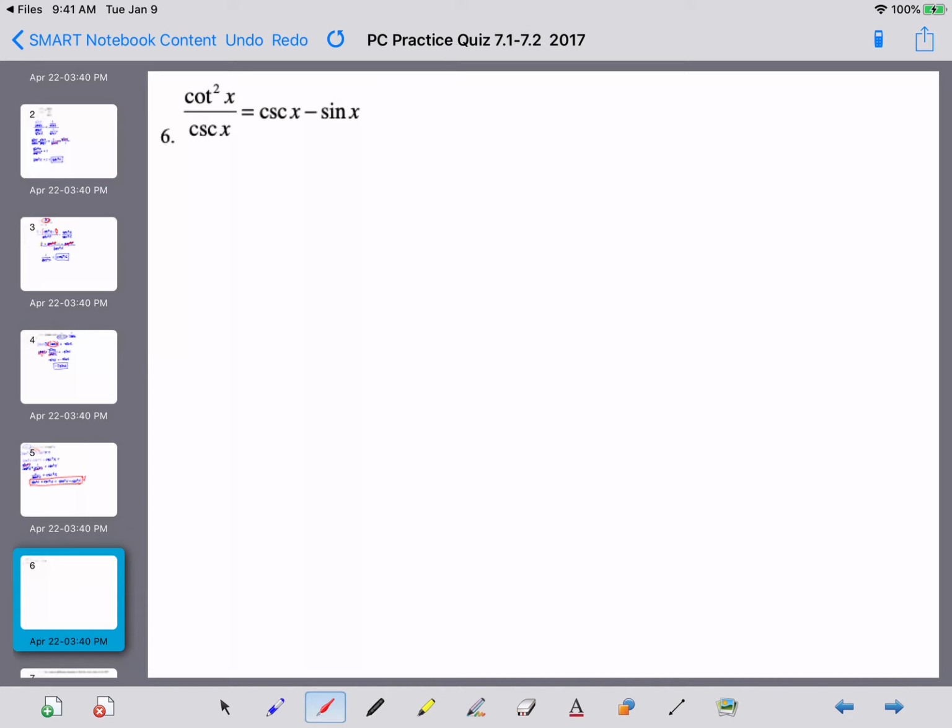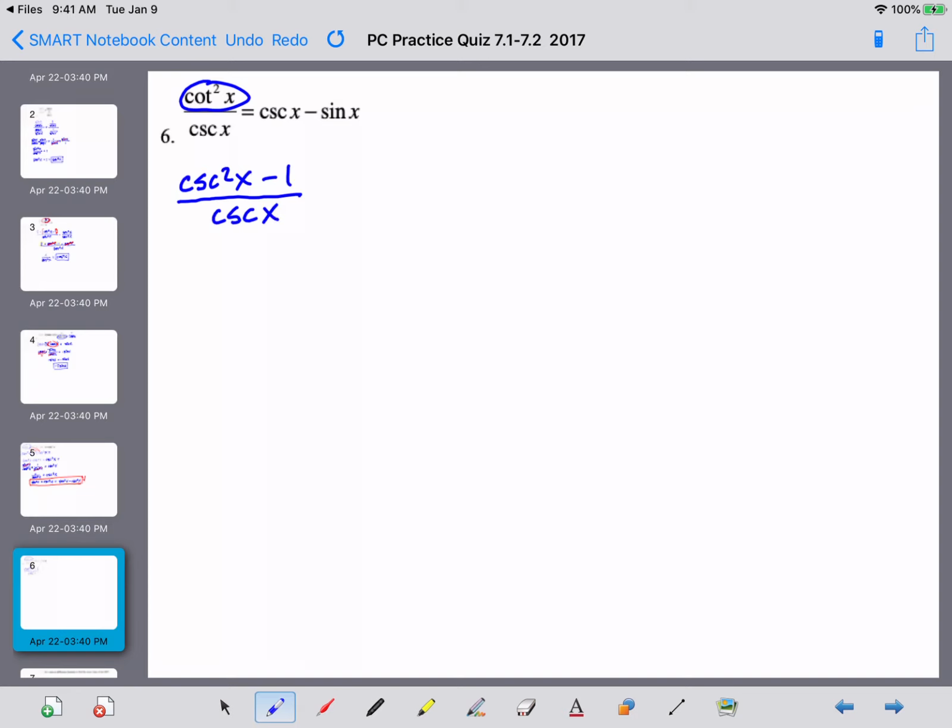Okay, number 6 wants us to do the same thing. And a lot of times when you have a squared term, you're going to want to use a Pythagorean identity. So we're going to turn cotangent squared x into cosecant squared x minus 1. And then that is all over cosecant x.